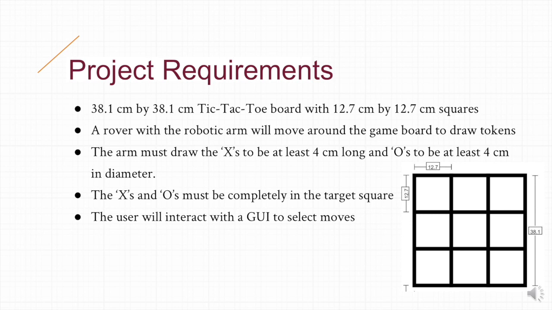These tokens had to be drawn such that the X's were at least 4 cm long and the O's were at least 4 cm in diameter. Additionally, the tokens had to be completely drawn in the target squares. This last constraint of drawing the tokens fully inside the target squares was not consistently met, as the navigation was not 100% consistent and robust. This will be discussed later. The rest of the constraints were met through the various system components which will be discussed now.